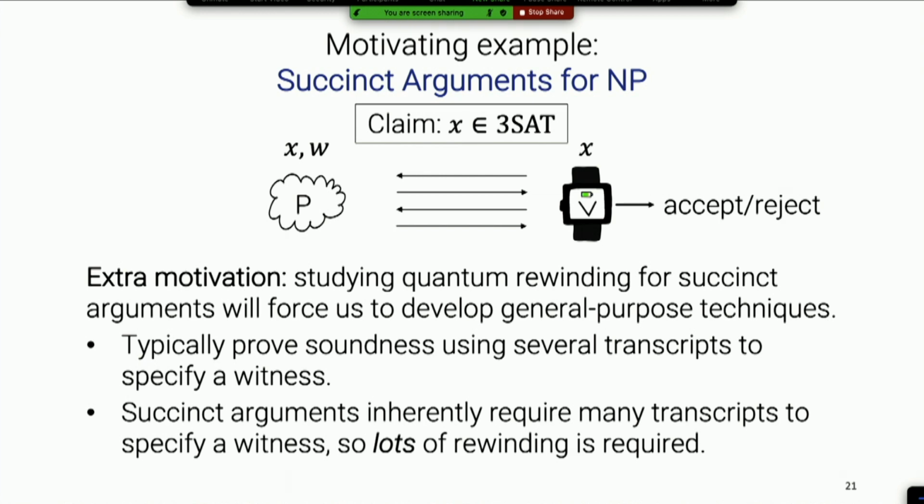So basically, if we focus on rewinding this, we're going to have to develop techniques that will be much more powerful and much more general. And the techniques we end up giving for this will give you much better guarantees, even in simpler cases where you only need to rewind the prover a few times. So that's the main reason for just looking at this example today. But my general claim here is that we shouldn't focus too much on the particular example of succinct arguments. It's really just a testing ground for our techniques.